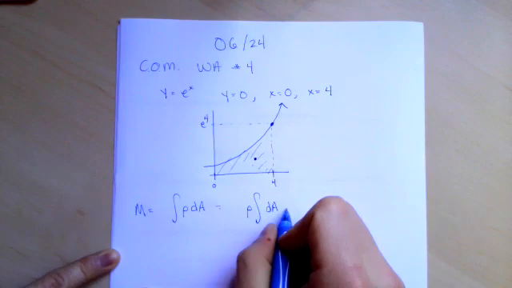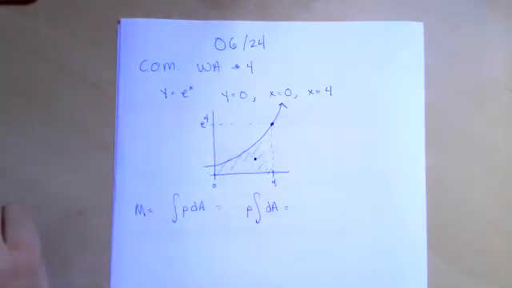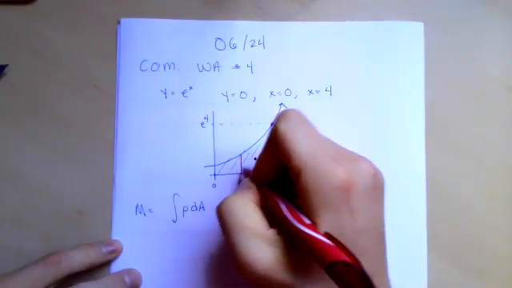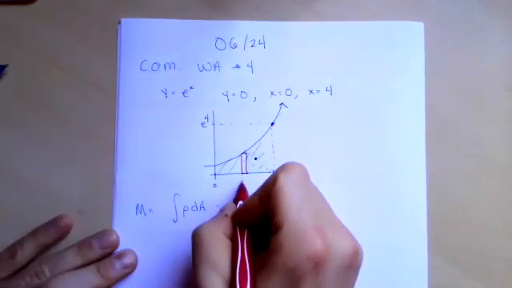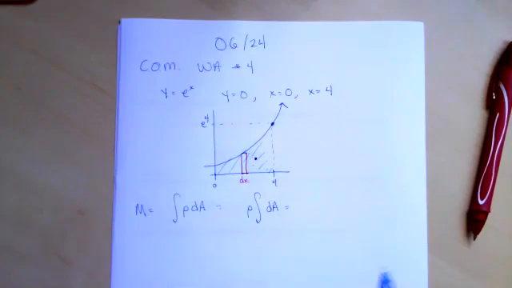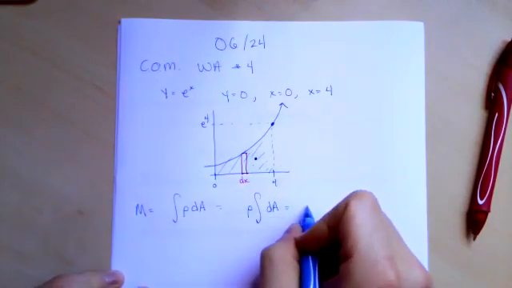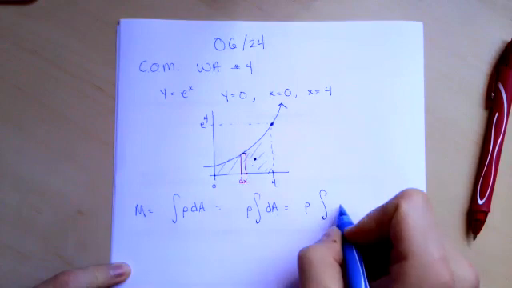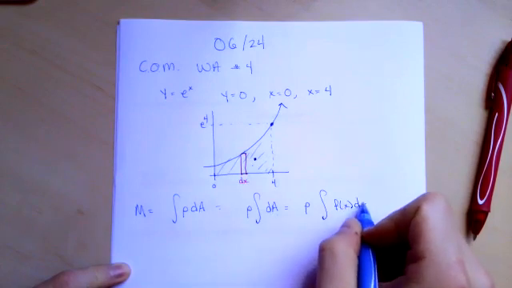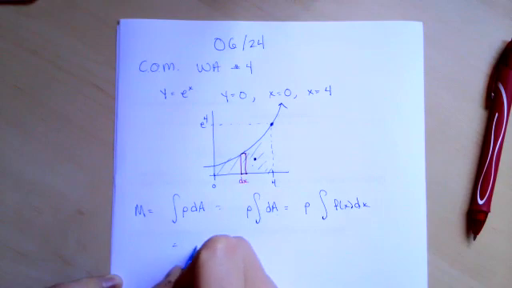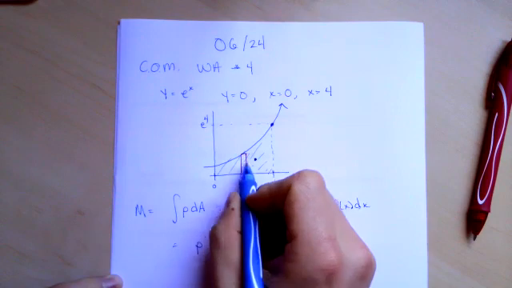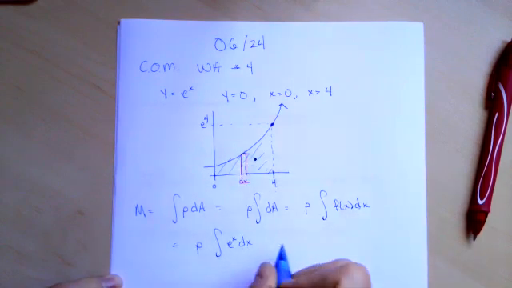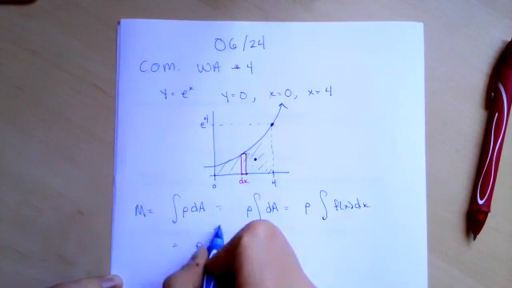Since we're typically slicing up our x-axis, like all of the integrals we've done so far, it's just the integral of the function dx. And so we can fill all that in. Density times our function, e to the x, so that's the height, times dx. And we're going from 0 to 4.